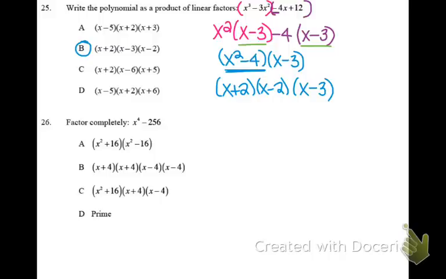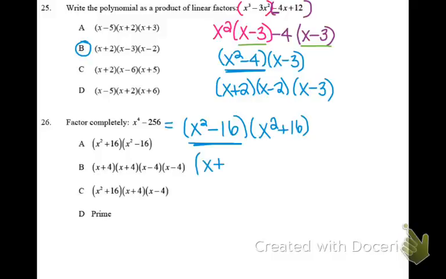And then 26, this is a difference of squares, so I can factor this as x squared minus 16, because 16 squared is 256, and x squared plus 16. Now this is still factorable. That is x plus 4 and x minus 4. So you always want to check to see if you can factor further if you can. So then your answer for that is C.